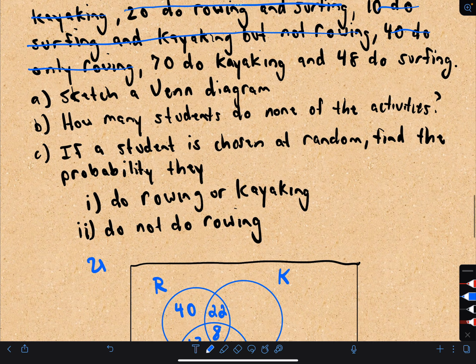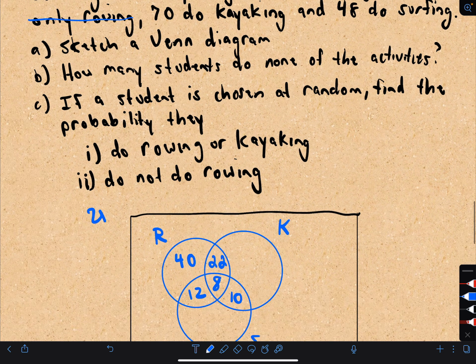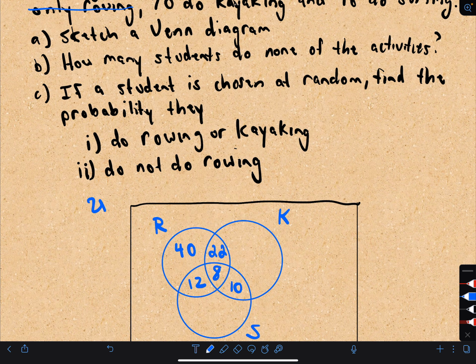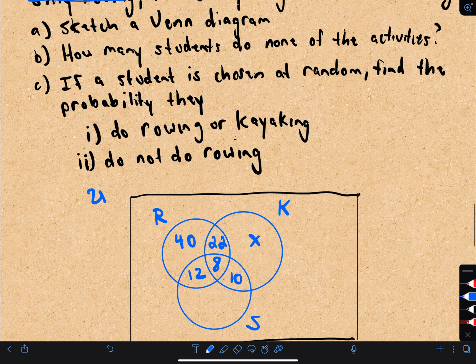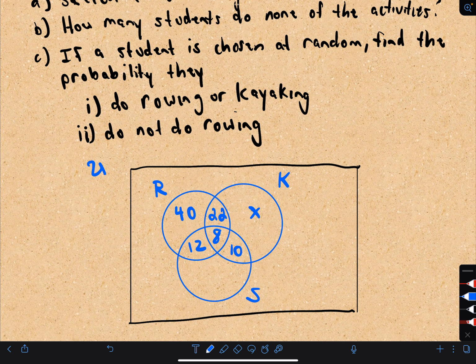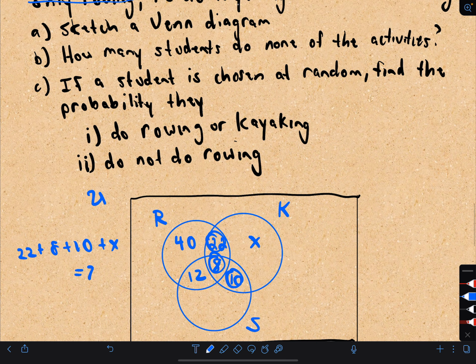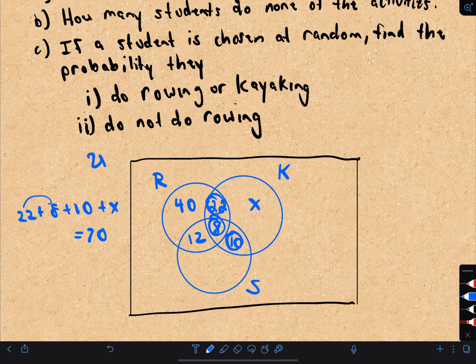It says that 70 do kayaking. Okay, so 70 do kayaking. So if I add up all the numbers in the K circle, it has to add up to 70. So I'll put an X here. So I know a few of my values, right? We've got 22 plus 8 plus 10. Those are all values that are in the K circle. And if I add X to that, I know that had to equal 70. So let's see, 22 plus 8, that's 30, plus 10, that's 40. So 40 plus X has to equal 70, which would tell me that X equals 30.